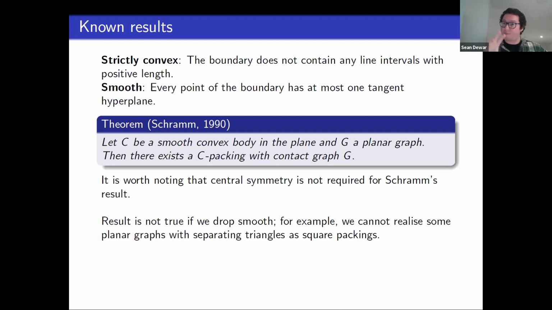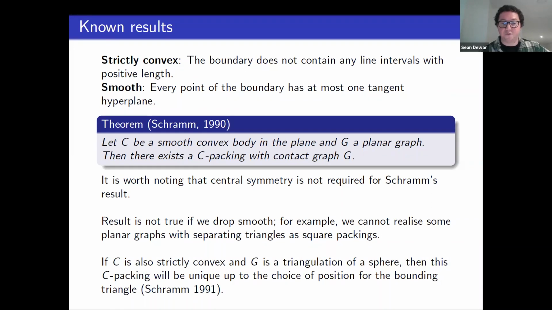It's not a massive surprise in some ways. If you think about square packings, if you put 3 squares together to form a triangle, and then you want to put more squares in the middle, then to do so you would need degenerate square packings. So with any planar graph with a separating triangle, something's going to go wrong if we try to do this. But Schramm's result says that as long as you assume smooth, nothing goes particularly bad.